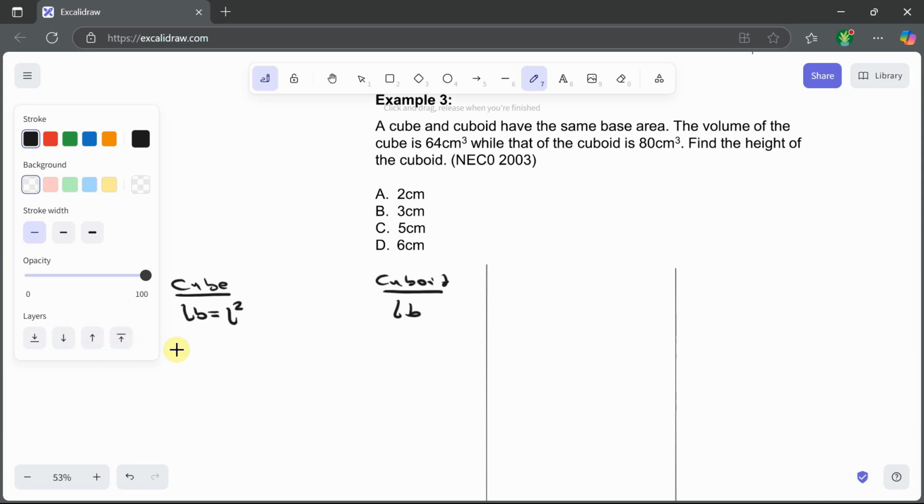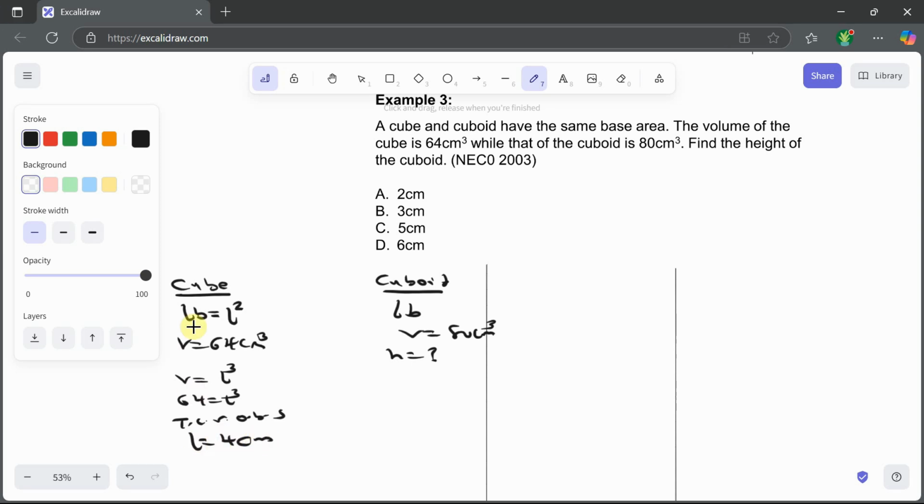The volume of the cube is 64 centimeter cube, while the volume of the cuboid is 80 centimeter cube. So we're trying to find the height of the cuboid. For a cube, we know that the volume is going to be what? L cube. So that will be 64 is equal to L cube. And if I take the cube roots of both sides, my L will just be equal to 4 centimeter.